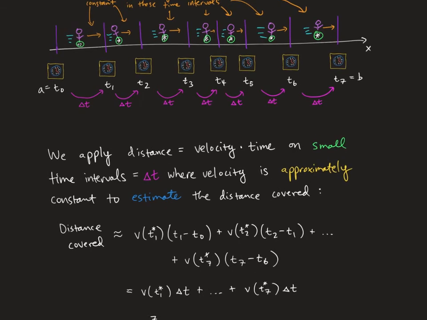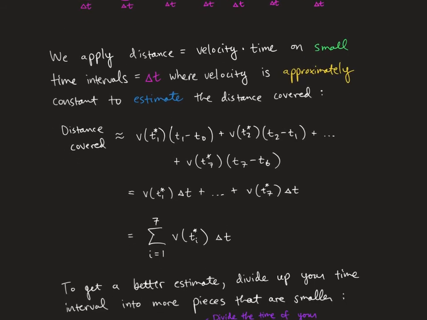And what I find, well, my time intervals were all delta t. So I just have the velocity at t1 star times delta t plus etc., velocity at t7 star times delta t. And I can write that compactly using what's called sigma notation. So here, I just have a sum over all of those times in those little time intervals.